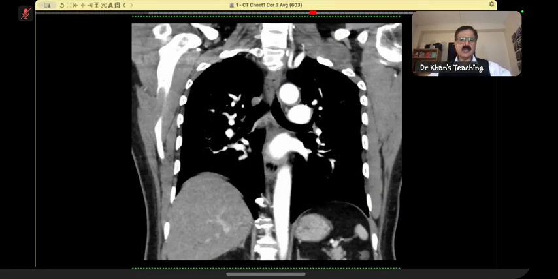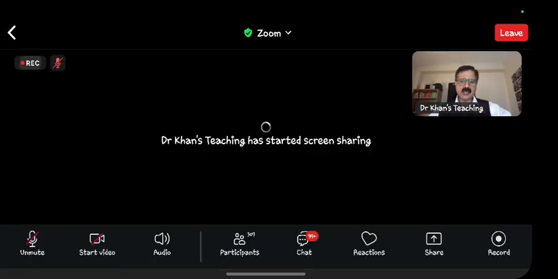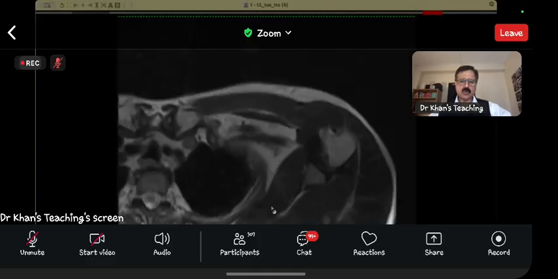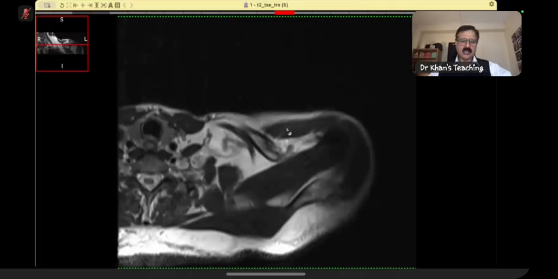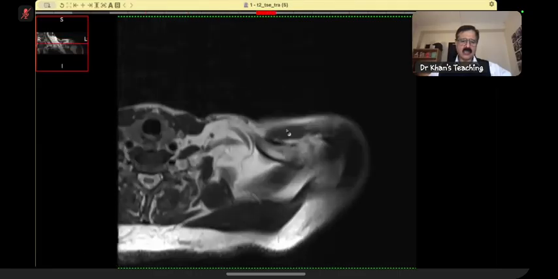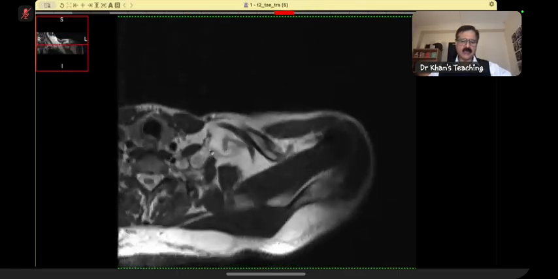And the key landmark for brachial plexus is the scalenus anterior and medius muscle. So tomorrow when you see an MR of the cervical spine or a CT scan, try to look for this anatomy. It is so easy.